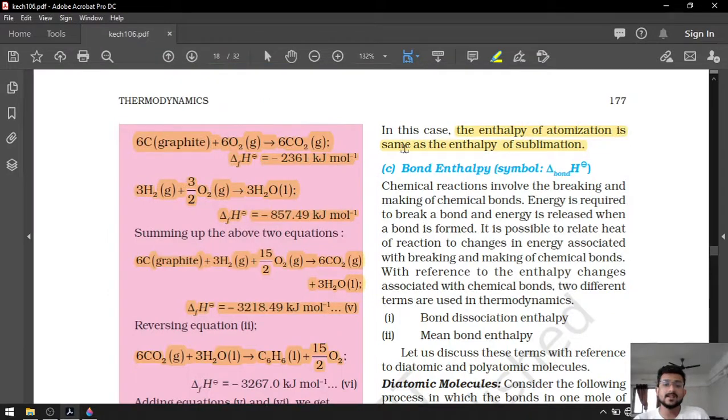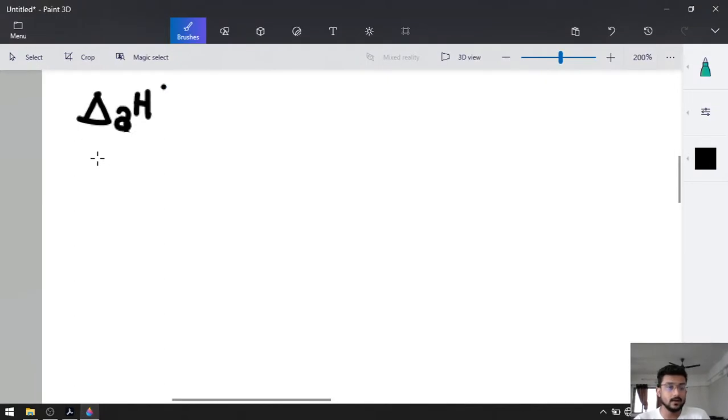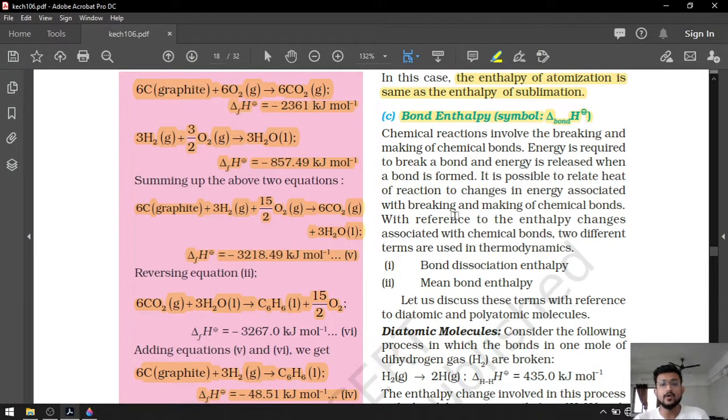Now let's discuss bond enthalpy, delta bond H naught, bond dissociation enthalpy, or you can say bond enthalpy. The chemical reaction involves the breaking and making of chemical bonds. We know that energy is required to break a bond and energy is released when a bond is formed. Whenever we form a bond, energy is released, and whenever we break a bond, energy is absorbed.